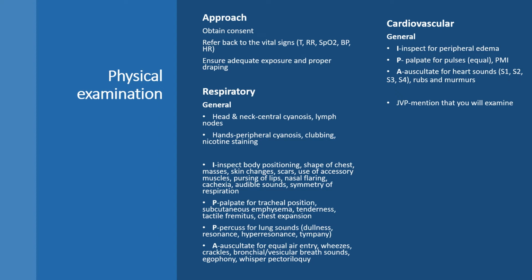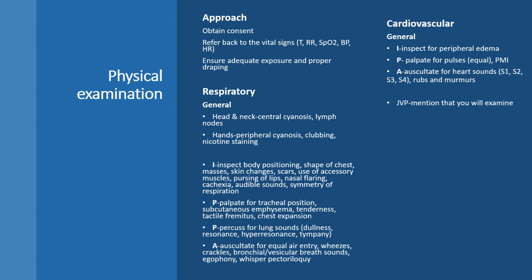Inspect. Look at the body positioning, the shape of the chest. Is there any kyphoscoliosis, pectus excavatum, or carinatum? Any masses, skin changes, scars, accessory muscle use, pursing of the lips or nasal flaring? Are there any signs of cachexia or audible breath sounds? And look at the symmetry of respiration. Palpate for tracheal positioning, subcutaneous emphysema, tenderness, tactile firmness, and chest expansion. For chest expansion, that is going to be done by using a tape measure at the level of the nipples.